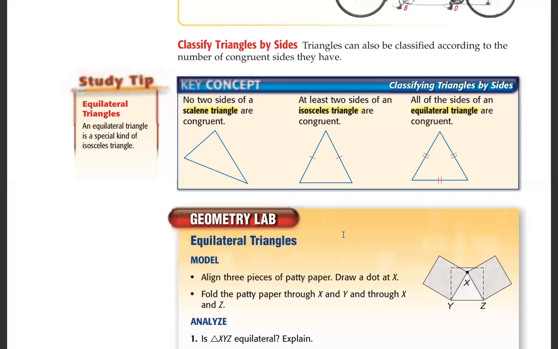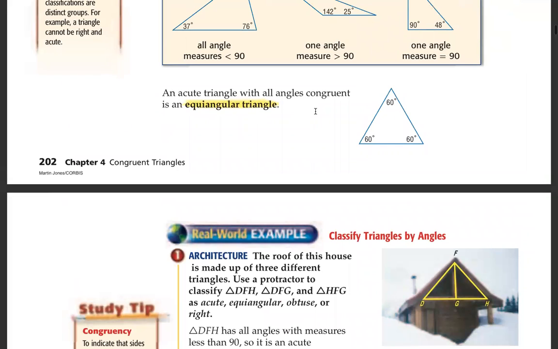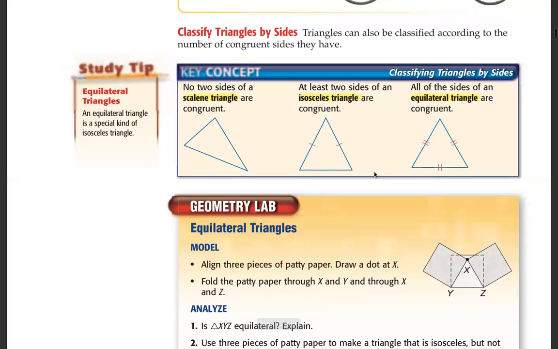And we go back to this equiangular triangle. Once a triangle is equilateral, it is also called an equiangular triangle. Or once it's equiangular, it's also called an equilateral triangle. So equiangular and equilateral go together. We can classify triangles based on the angles and based on the sides.